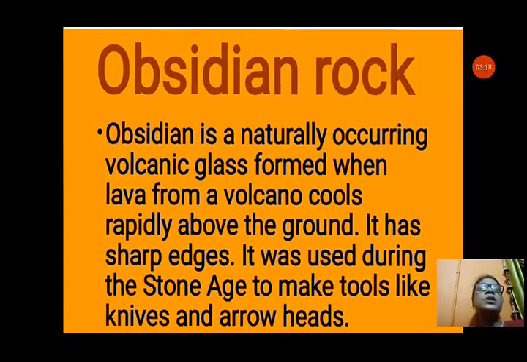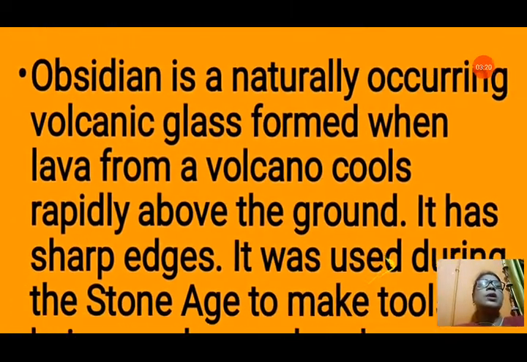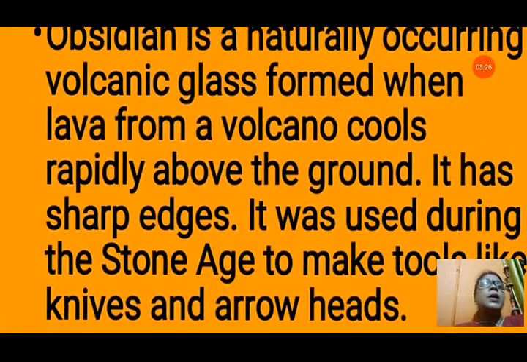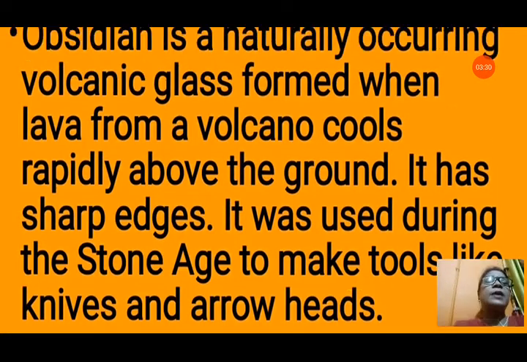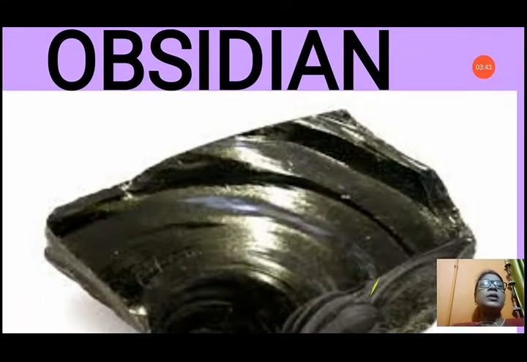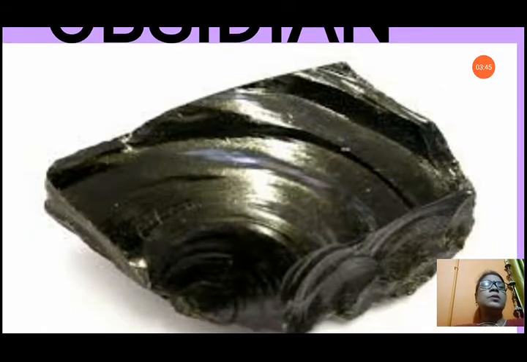Now, next is obsidian rock. Obsidian is naturally occurring volcanic glass formed when lava from a volcano cools rapidly above the ground. It has sharp edges. It was used during the Stone Age to make tools like knives and arrowheads, because at that time metal was not discovered. You can see here how sharp the edges are, shining and glass like.